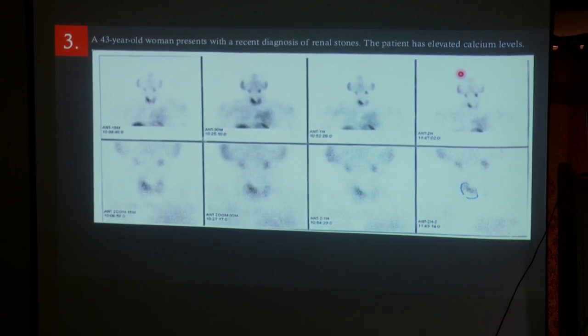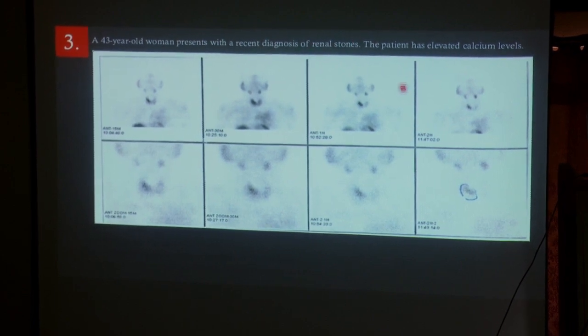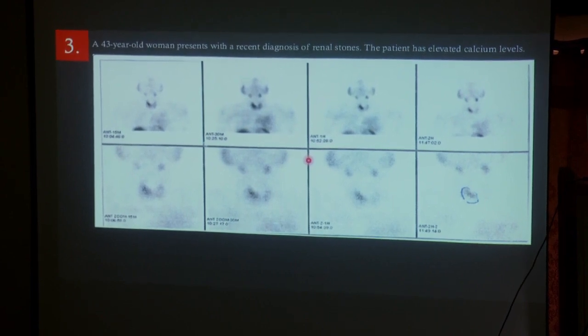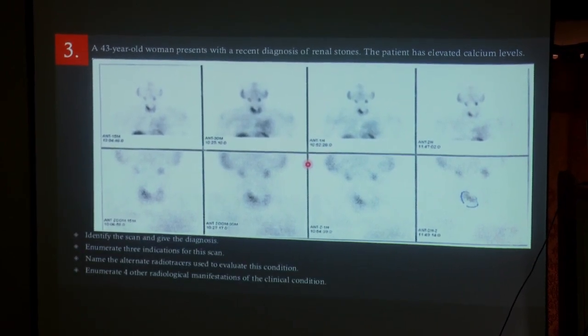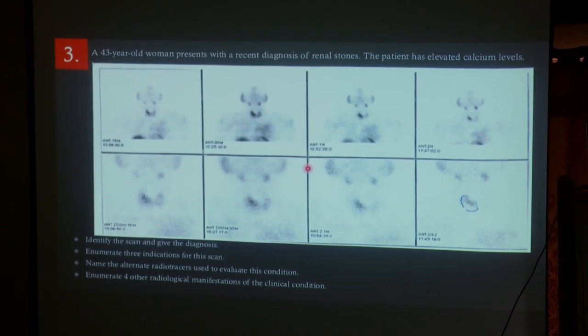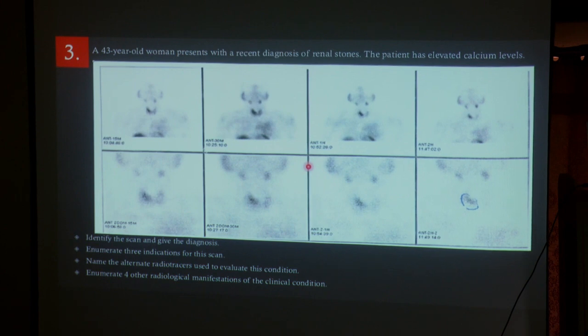So it's a 43-year-old woman presenting with the diagnosis of renal stones and elevated calcium levels. What scan is this? Yes, that's for the parathyroid. So the question is identify the scan, give the diagnosis, enumerate 3 indications again, and name the alternative radiotracers which can be used and the other radiological manifestations of this.